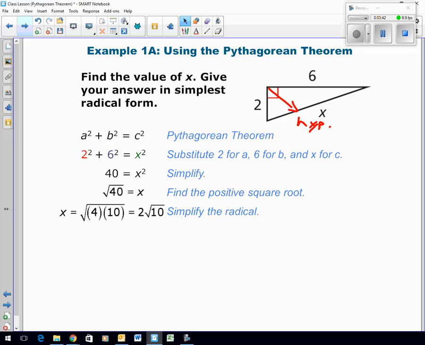2 squared plus 6 squared equals x squared because x is the hypotenuse, right? Everybody with me? Okay? Since x is the hypotenuse, I can just fill it out from there. The leg squared plus the other leg squared equals hypotenuse squared. 2 squared plus 6 squared is x squared. Let's see here. 2 times 2 is 4. 6 times 6 is 36. 4 plus 36 is 40. Right? Then I get 40 equals x squared, because it's hypotenuse squared.